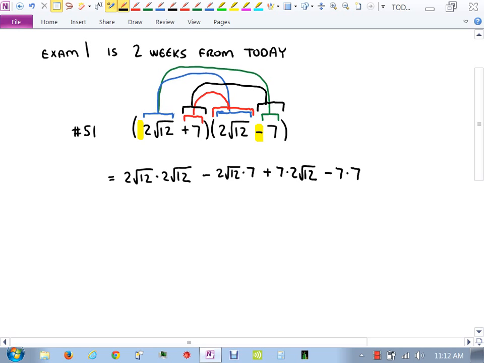Okay. Now let's go ahead and just finish this off. The first one, you're going to get 4 because you put 2 times 2. And then root 12 times 12, so the square root of 144, is going to turn out to be 12, but I'll do that next step. Minus 14 root 12 plus 14 root 12 minus 49.